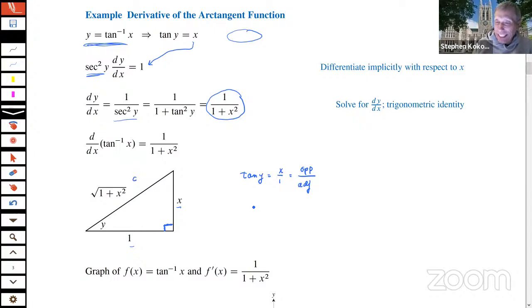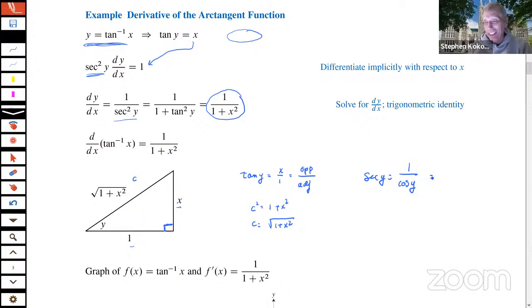So I'll call that hypotenuse c. So that would be c squared. It's got to be equal to 1 squared plus x squared. Okay. So c would be equal to just the square root of 1 plus x squared. Okay. So let's see. The tangent of y we know is that. What do we need to find here? The secant, right? So the secant of y is 1 divided by the cosine of y, right? So what's the cosine here?